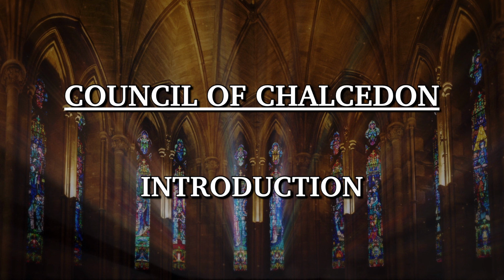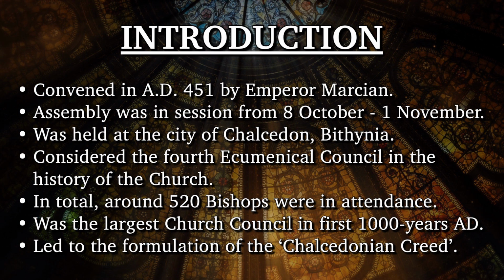So let us now move into our introduction to the Council of Chalcedon itself. The council was convened in the year AD 451 by the Roman Emperor Marcion, who was emperor at the time. The assembly itself was in session between the 8th of October and the 1st of November in that year, so a little under a month that the bishops were actually in session there. It was held in the city of Chalcedon in the region of Bithynia, of course, like the other councils, all named after the location wherein they were held, Nicaea, Constantinople and Ephesus respectively.